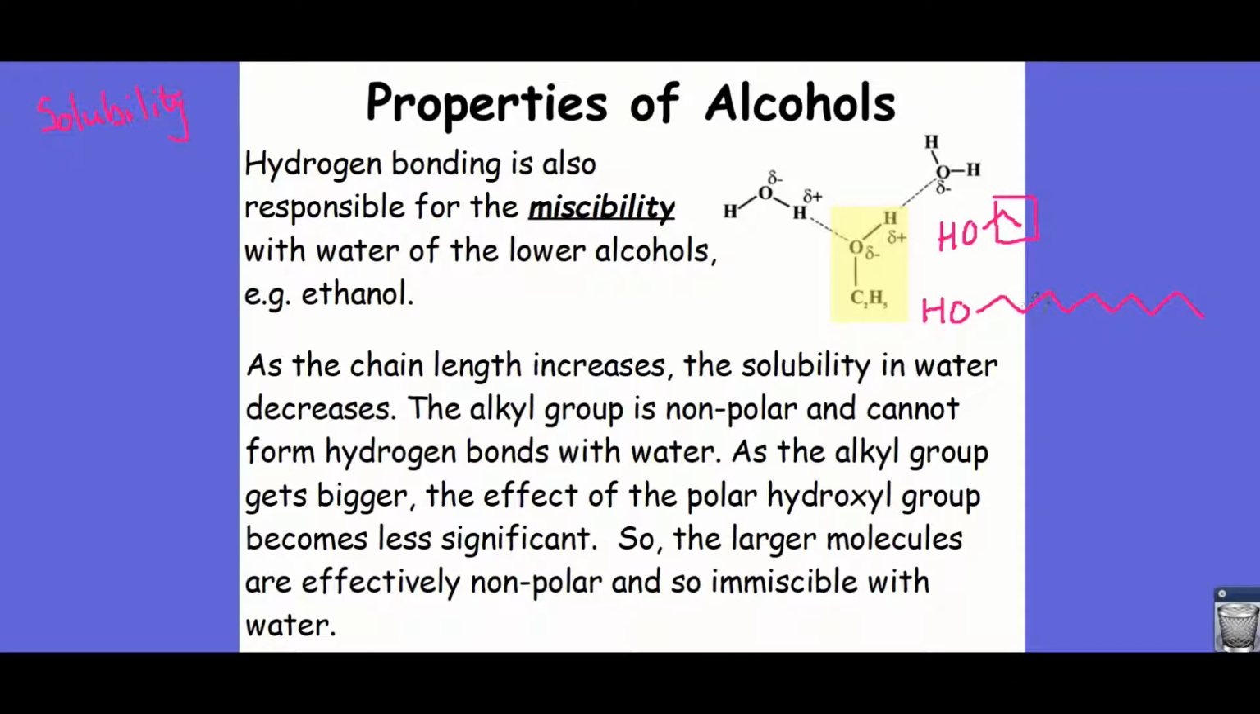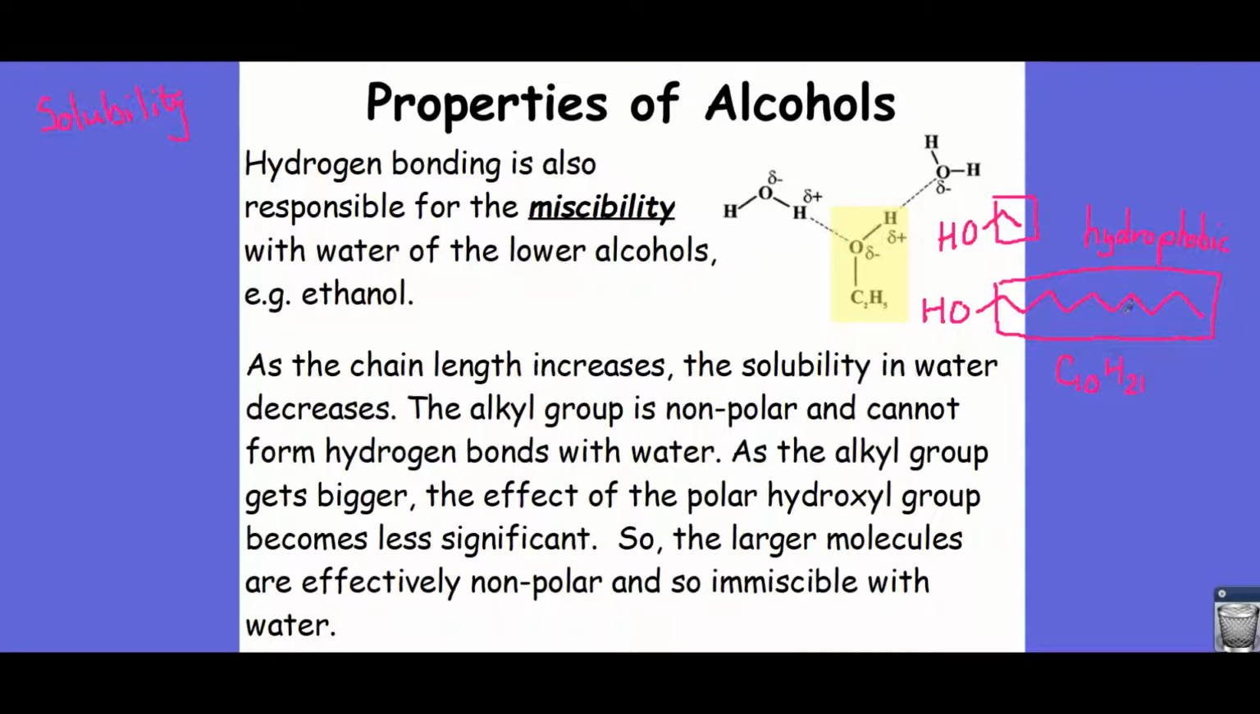So we've got 1, 2, 3, 4, 5, 6, 7, 8, 9, 10 carbon atoms. So that's decanol. It has this much bigger carbon chain, okay? So that carbon chain consists of 10 carbon atoms, and it will consist of 21 hydrogen atoms. That carbon chain is hydrophobic.